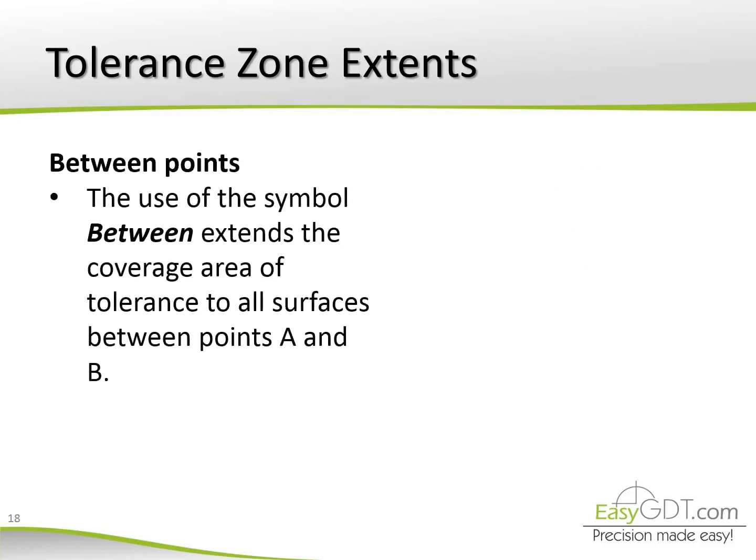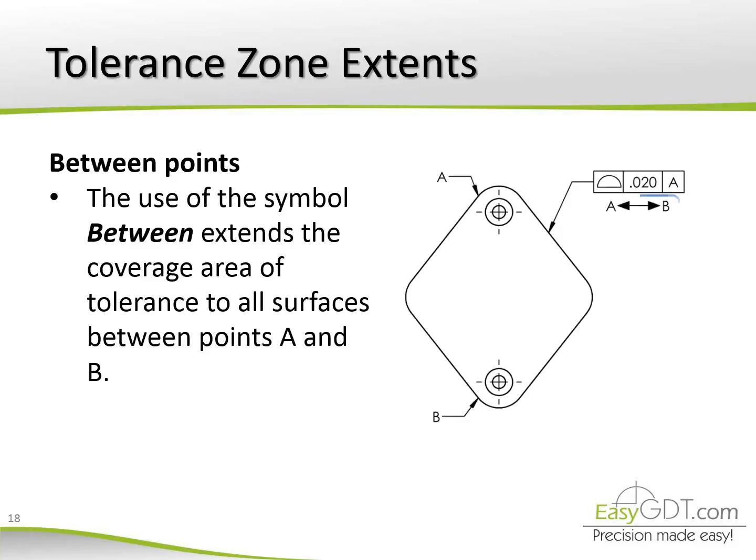Between points. The use of the symbol between extends the coverage area of tolerance to all surfaces between points A and B. As we can see here, there are two paths from A to B. The tolerance zone must pass through the indicated surface with the arrowhead.